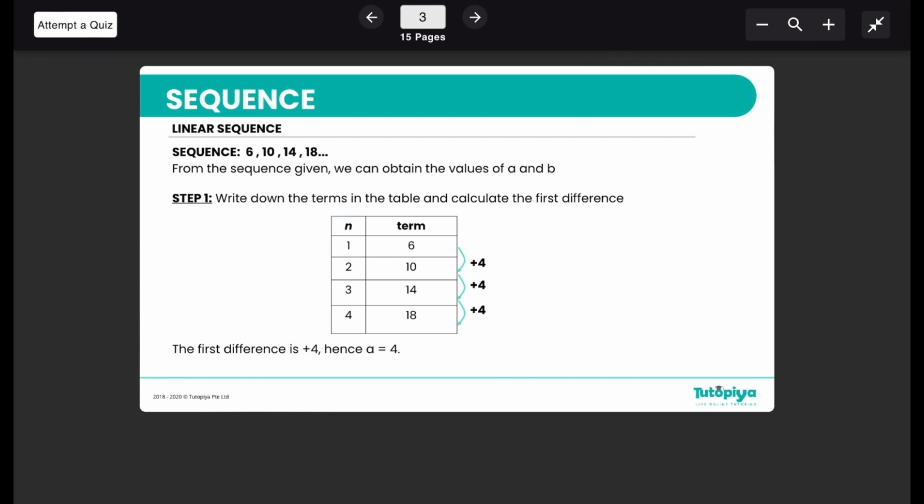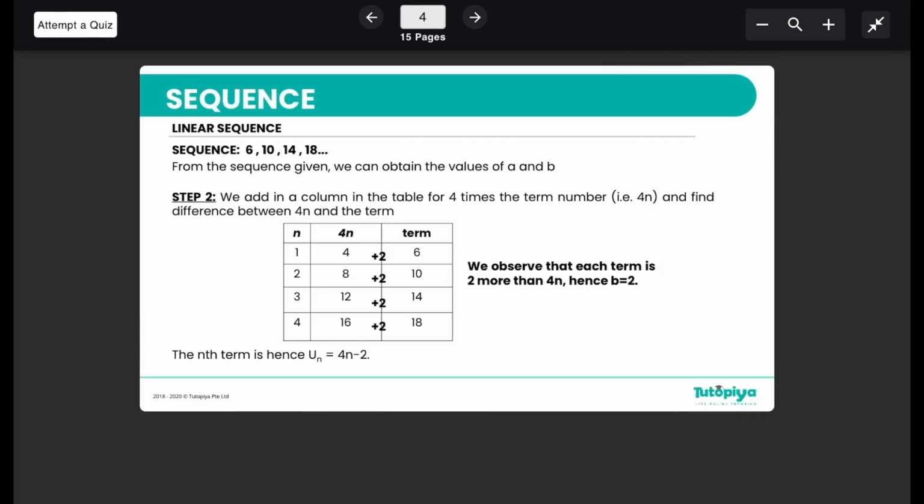So you write n is equal to 1, 2, 3, 4, right? And then next to that you write each of the terms, the first term, second term, third term, fourth term. The next thing you have to see is the difference between the terms. In this case you can see that you are adding 4 each time. So therefore the value of a is plus 4.